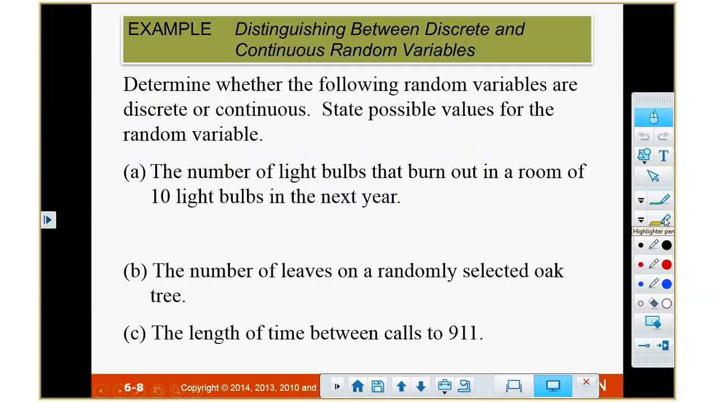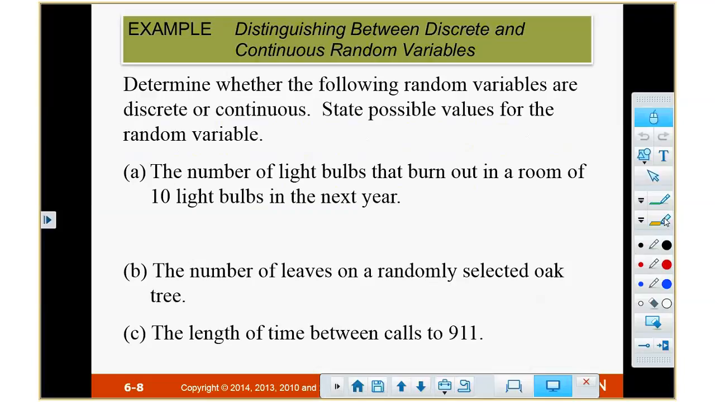All right, this is just the drill. Determine whether the following random variables are discrete or continuous. Number of light bulbs. Discrete. Good. And these are usually test questions that people get wrong on the test. I don't know why, but they do.